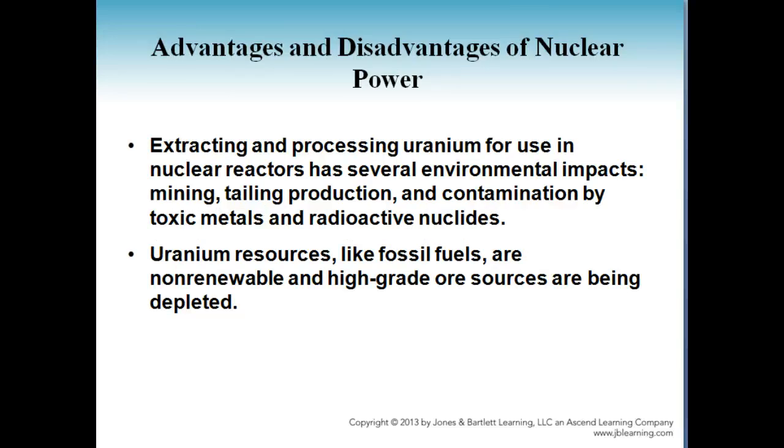So when we're talking about fission, because that's what's in use right now, extracting and processing the uranium for use in nuclear reactors has several environmental impacts. Mining, tailing production, that's the used spent material after you extract the uranium, and contamination by toxic metals and radioactive nucleotides are all an issue. In addition, uranium resources, like fossil fuels, are non-renewable, and high-grade ore sources are being depleted. So again, we run into the law of diminishing returns.